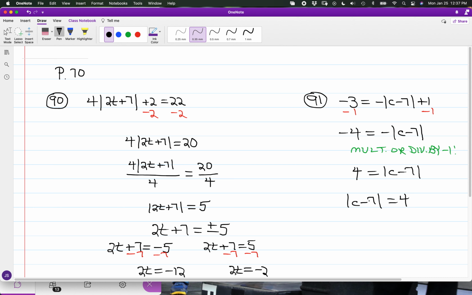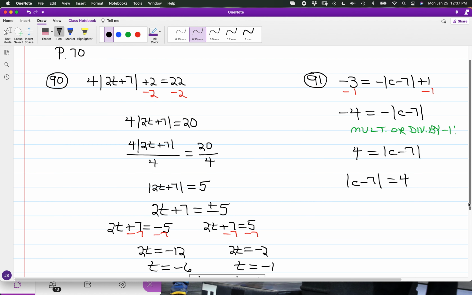Again, we have the absolute value of an expression equal to a non-negative constant, so there will be at least one solution. Freeing up c minus 7, this will be equal to the numbers with an absolute value of 4, so we have positive and negative 4. So we have c minus 7 equal to negative 4, and also c minus 7 equal to positive 4.